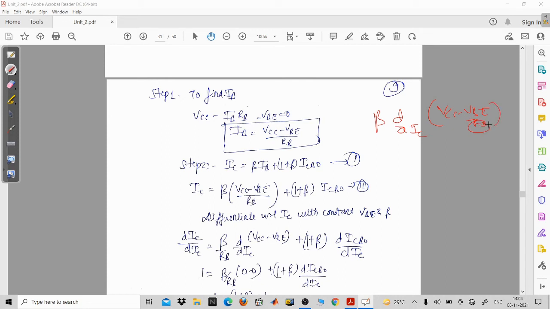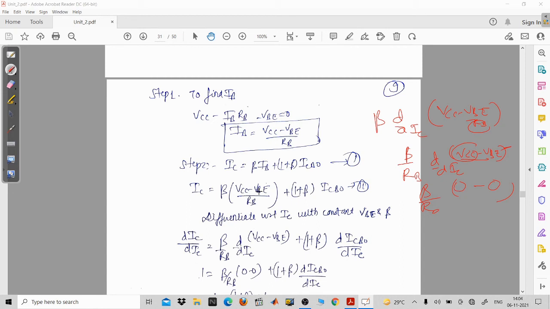Now this RB is a fixed value. It is also coming out. Then D of (VCC minus VBE). Now you can see here this VCC value is a fixed value. Battery is fixed. We have not changed the battery. So this is also fixed. This is also fixed. So if you take the differentiation of both, then this will be 0 minus 0 and beta into RB. So this entire term will become 0.